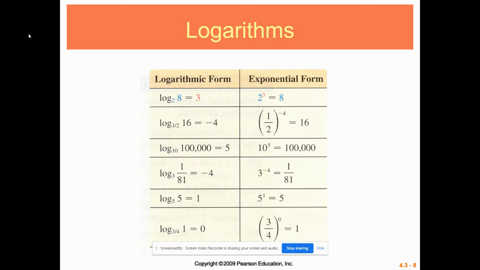That base in logarithmic form is in subscript notation. It's a tiny number. The 1 over 81 and the -4, those are regular sized numbers, but the 3, the base, is a subscript.